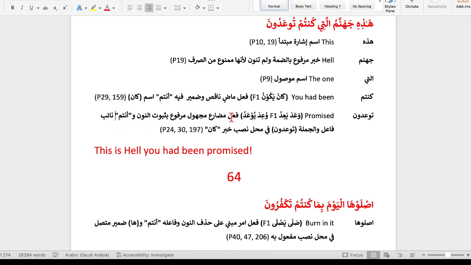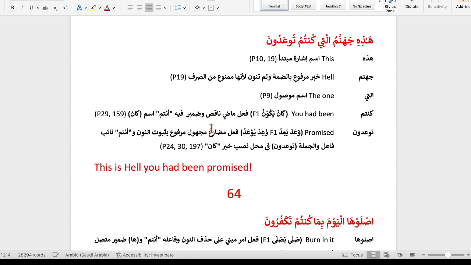Because in the passive verb there is no fa'il and the maf'ul becomes na'ib fa'il. So antum is na'ib fa'il, wal jumla tuwaduna fi mahalli nasbin khabar kana. So again kana has come, so the antum is ismu kana and this is a complete sentence. Tuwaduna is khabru kana. So this is hell, the one which you had been promised.